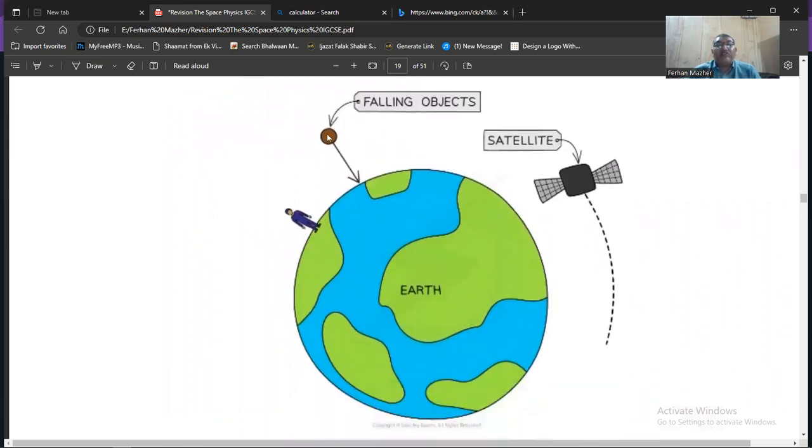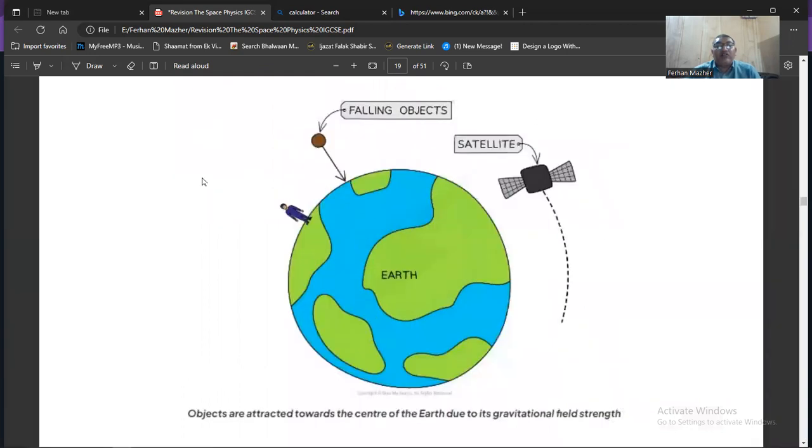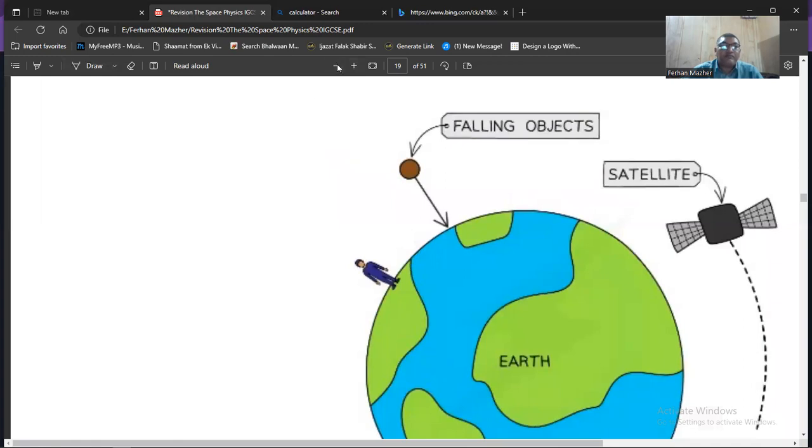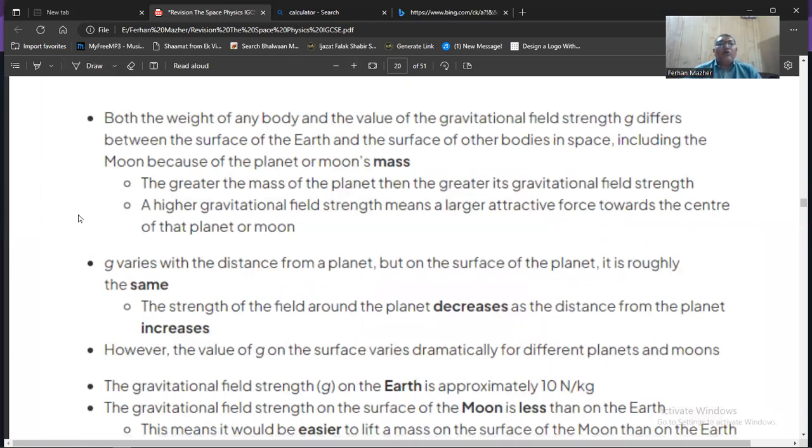So here we have the Earth, the falling objects, the man remains on the Earth, and the satellites keep orbiting the Earth. So the objects are attracted towards the center of the Earth due to its gravitational field strength. Both the weight of any body and the value of the gravitational field strength, g, differ between the surface of the Earth and the surface of other bodies in space, including the moon, because of the planet or moon's mass.